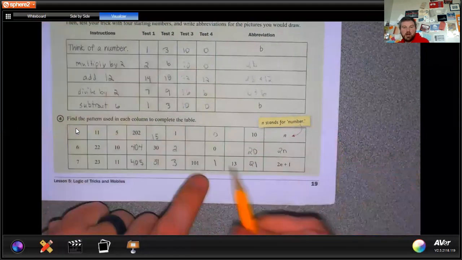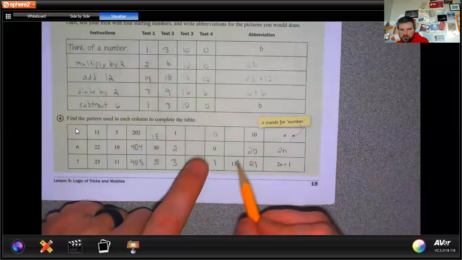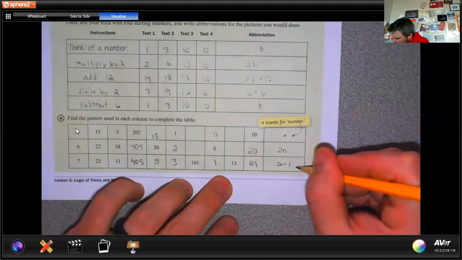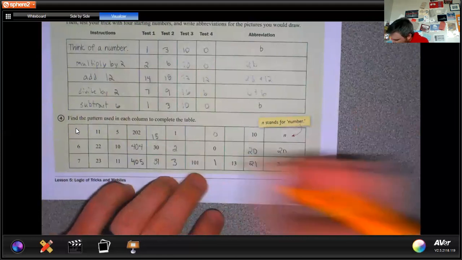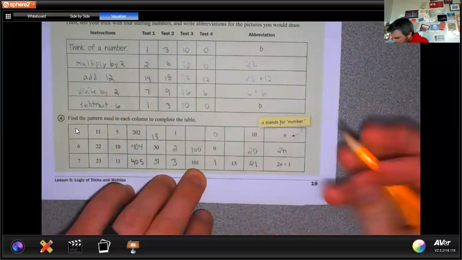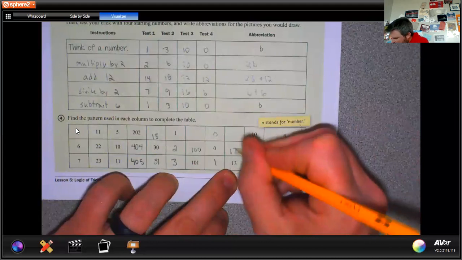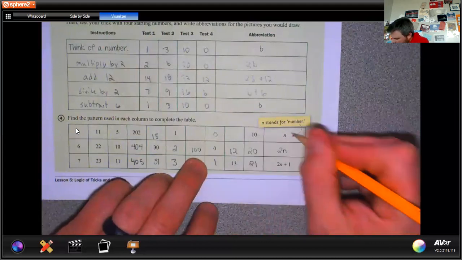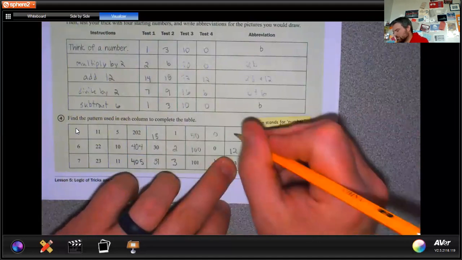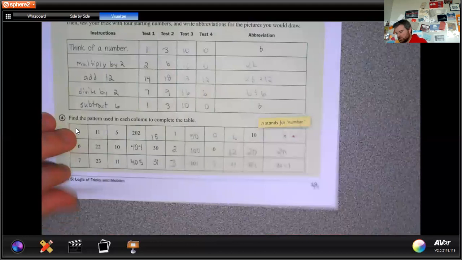Now we've got these two columns here that we need to work backwards. So instead of going from here to here and adding 1, if I go backwards, we're subtracting 1. So 101 minus 1 is 100. 13 minus 1 is 12. And then going from here to here, we divide by 2. 100 divided by 2, 50. 12 divided by 2, 6. Okay, so just kind of figure it out and see what you get. Use those abbreviations to help you along the way.